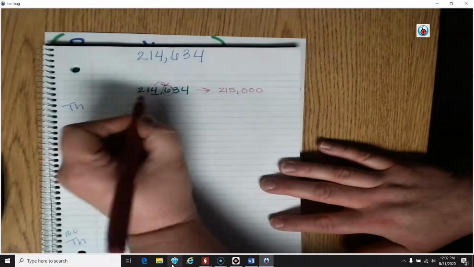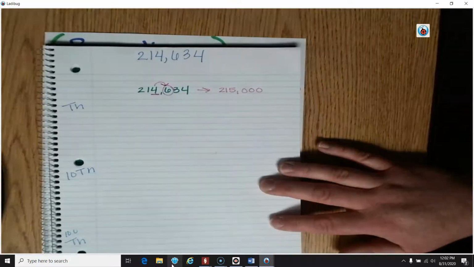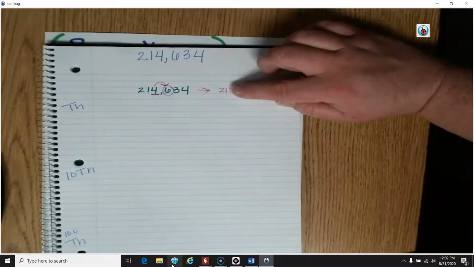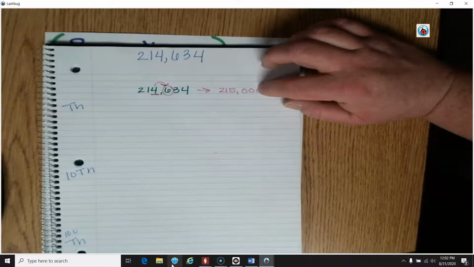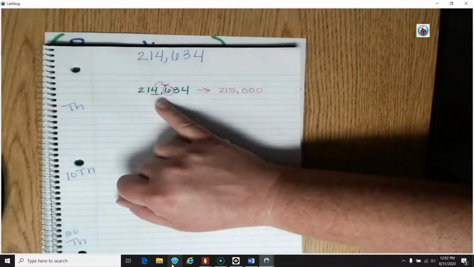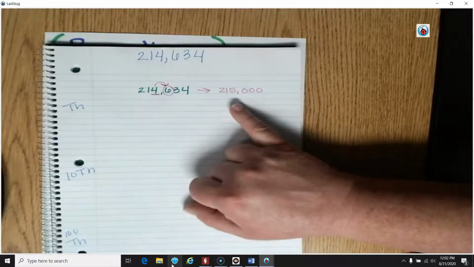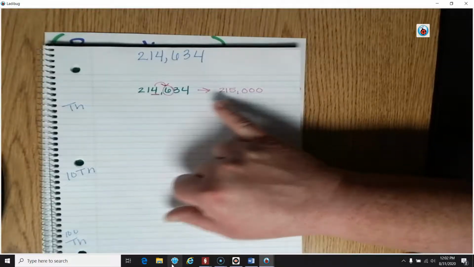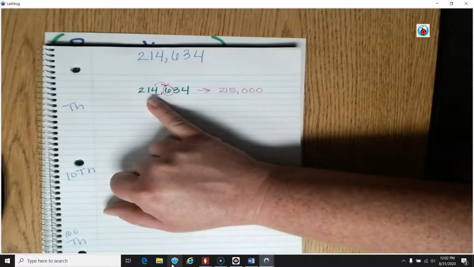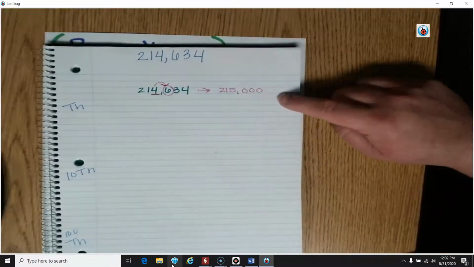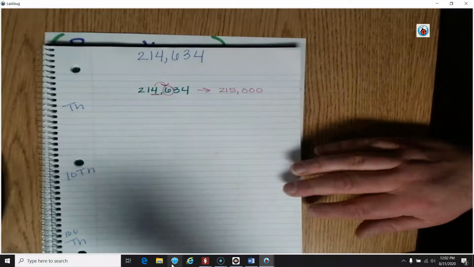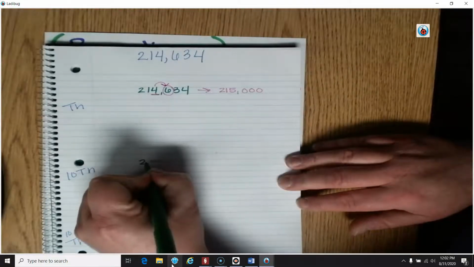So this is going to round up to 215,000. So these numbers in front of the place I rounded to stayed the same. All the numbers back here turned into 0. So this is telling us that 214,634 rounded to the nearest 1,000 is closer to 215,000 than 214,000. Okay? And if you wanted to check yourself with a number line, that would be a good idea as well. Okay, so let's try it again.